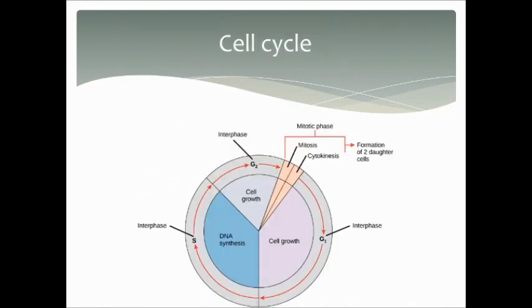So let's talk about the cell cycle. The cell cycle is where cell growth and division occurs, and it results in the formation of two identical daughter cells. So this week we'll be talking strictly about the duplication of somatic cells. Next week we'll be talking about the duplication of sex cells. So with somatic cells, we are taking one cell and forming two identical daughter cells, genetically identical.